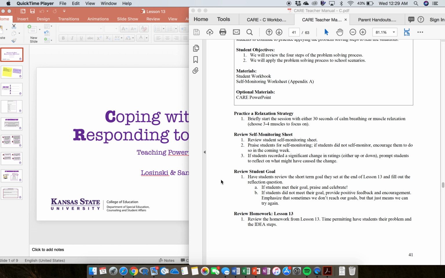Next, go ahead and have students review that short-term goal that they set at the end of lesson 12, and fill out that reflection question. So if you remember, lesson 12 introduced the IDEA problem-solving strategy, and had students start to practice it on situations at school. So have students reflect on the goal that they set at that point, and then finally go ahead and review the homework from lesson 12.